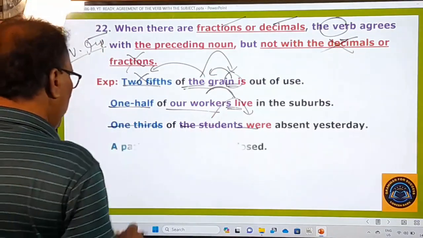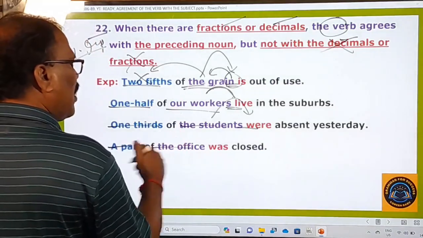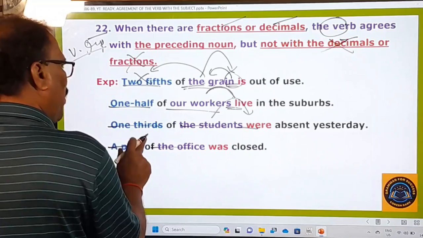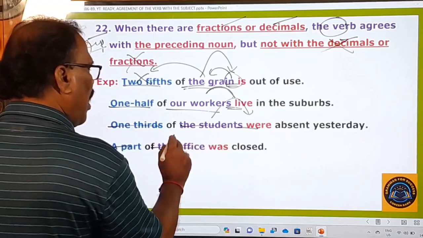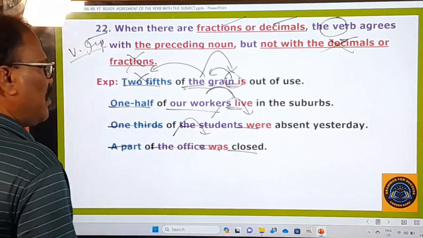Right. A part of the office. What are we talking about in this sentence? Office. Not a part. So, a part of the office was closed. Office is singular, therefore "was" is used as the helping verb. A singular verb is used.